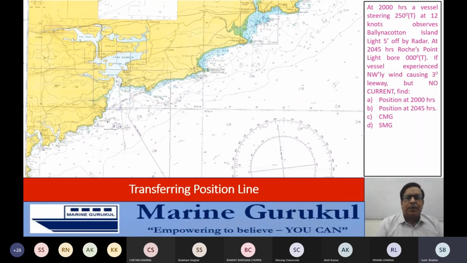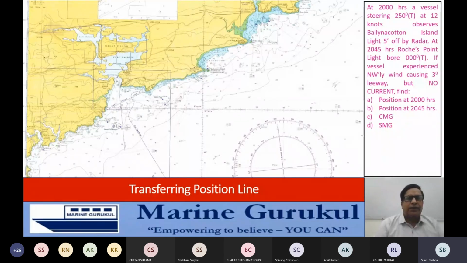Now we take the same example, but now we introduce only wind. At 2000 hours, a vessel steering 250 degrees true at 12 knots observes Ballycotton Island light 5 miles off by radar. At 20:45 hours, Roche's Point light bore 000 degrees true. If the vessel experienced northwesterly wind causing 3 degrees leeway, but no current, we need to find the two positions, CMG and SMG. First, we allow for wind.